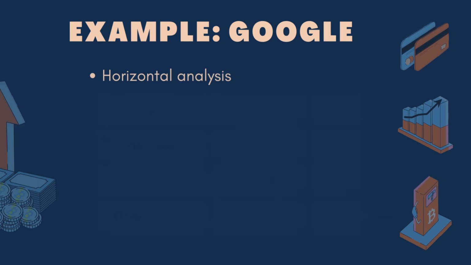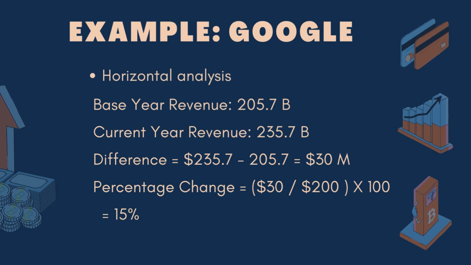Now, let's move on to horizontal analysis. This analysis allows us to assess the growth or decline of various components over time. For instance, if we compare Google's revenue from the current year to the previous year, we might observe a 15% growth rate. This suggests that Google's top-line revenue is increasing, indicating positive performance and market expansion.